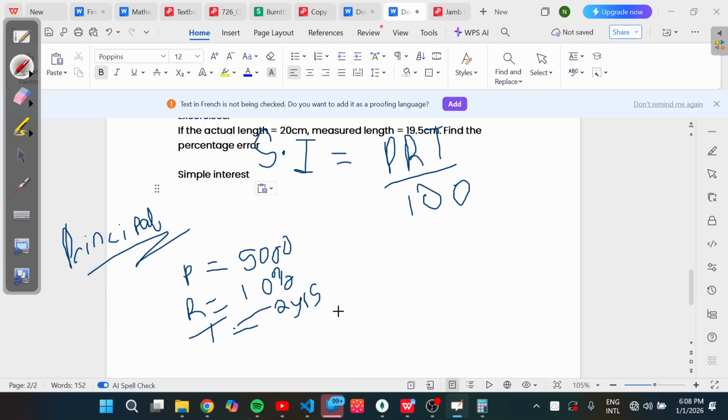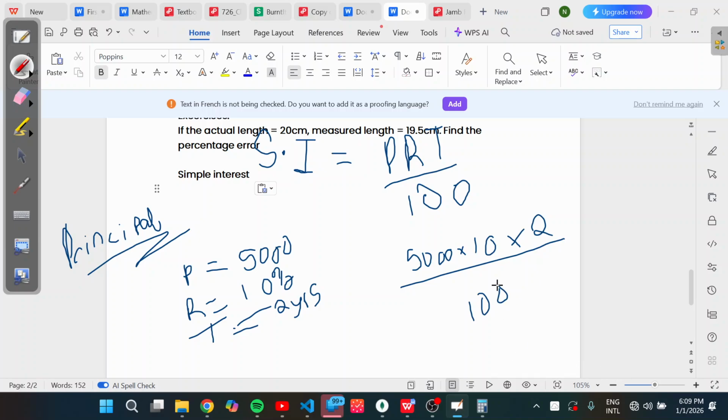Okay, so very simple. We just input our values into the equation. So 5,000 multiplied by 10 multiplied by the time, which is 2 years, all over 100. So now you're seeing where the 100 is coming from. It's coming from the rate percentage. Instead of just writing the 100 up, we just decided to multiply this and divide it by 100.